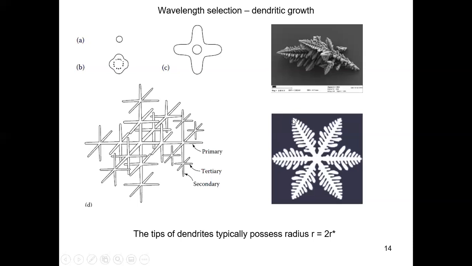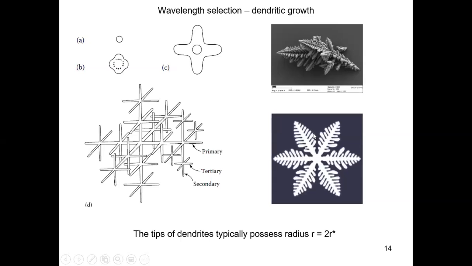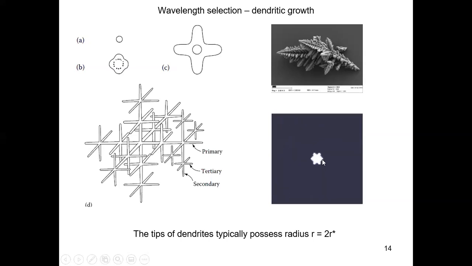So overall the tip is the same, it generates the tip, but you see the tip roughly remains the same size of 2 times r star, and then you have the secondary branch, and the tip of the secondary branch also has roughly the same size. Okay, so this is a kind of interesting consequence of the wavelength selection.